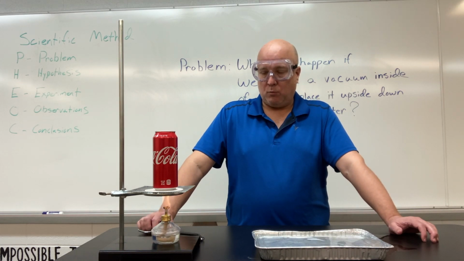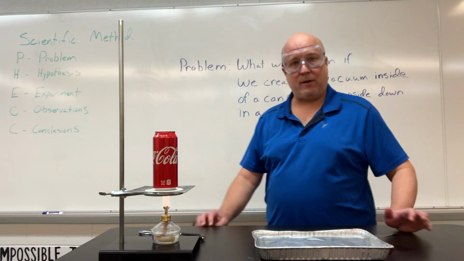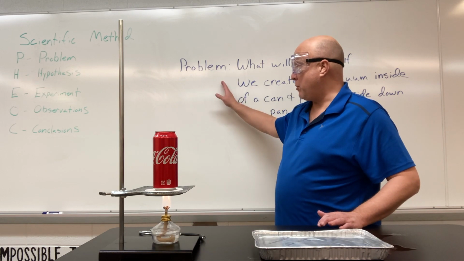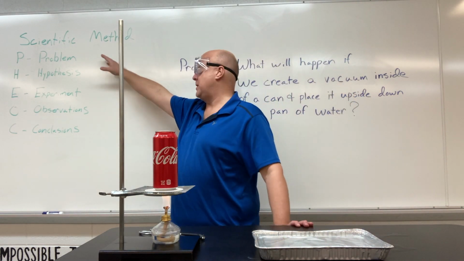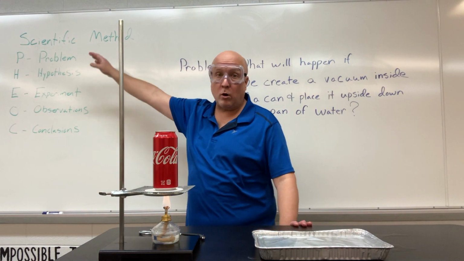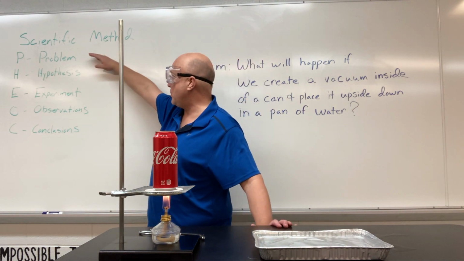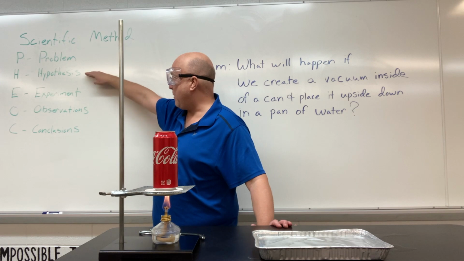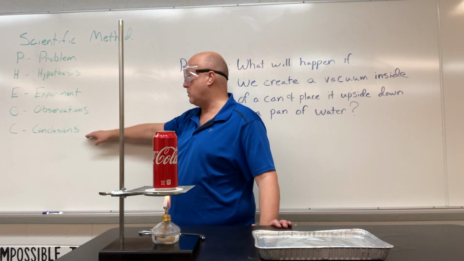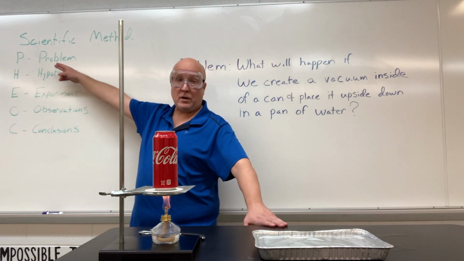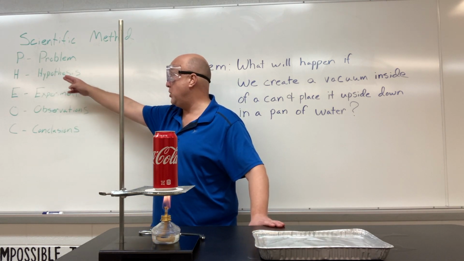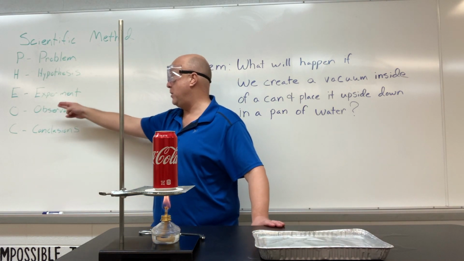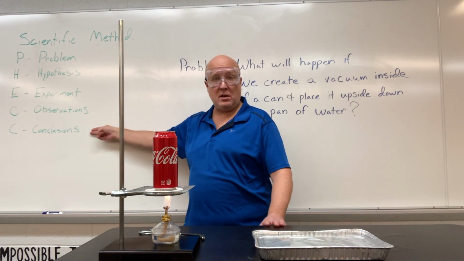What I want you to do now is make a form of hypothesis. We already have our problem. So you're going to follow the basic steps of the scientific method. There are definitely more steps involved, but these are just the basic steps: problem, hypothesis, experiment, observation, conclusion. And you're going to use our PHEOC method, P-H-E-O-C. P equals problem, H equals hypothesis, E, experiment, O, observations, C, conclusions.